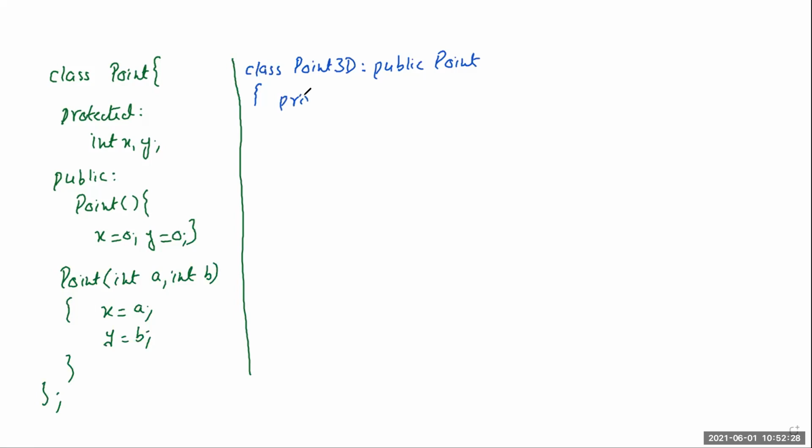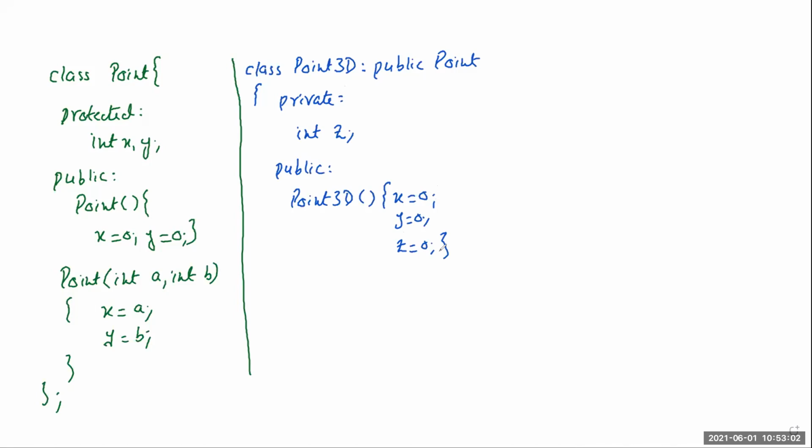And within this class, I will just take one data member, which is Z. Okay, and in the public section, I will make a constructor Point3D, and I will write X is 0, Y is 0, and Z is 0. Okay, please do keep in mind that the Point3D class has three data members. It does not have one data member.